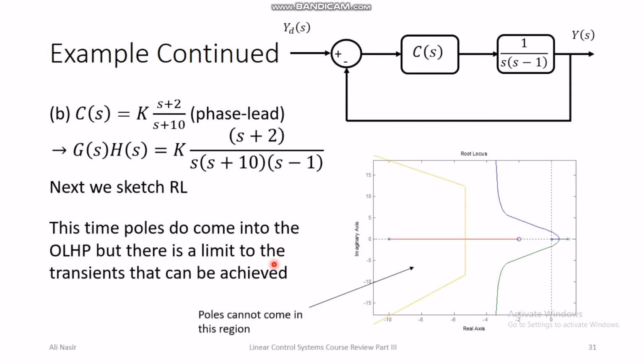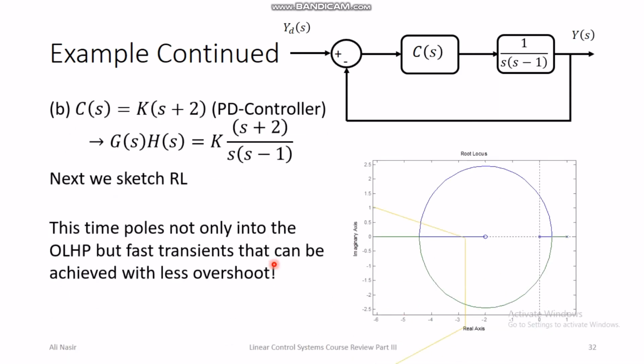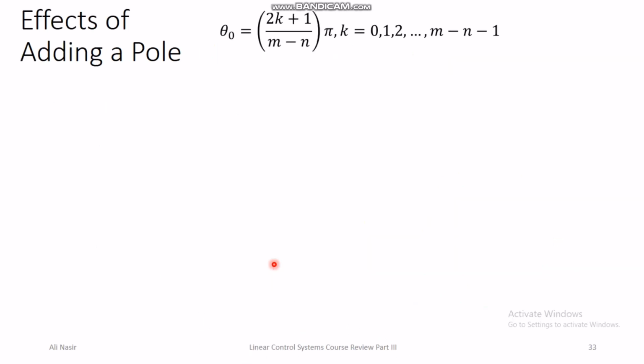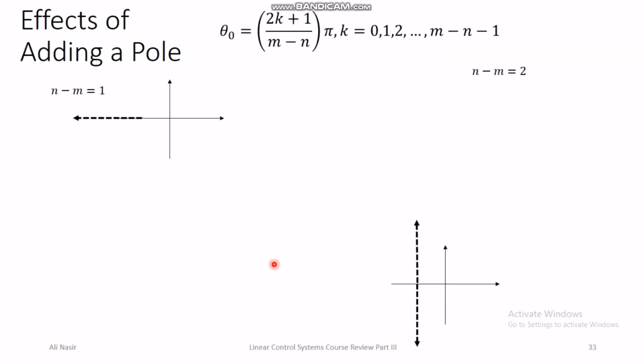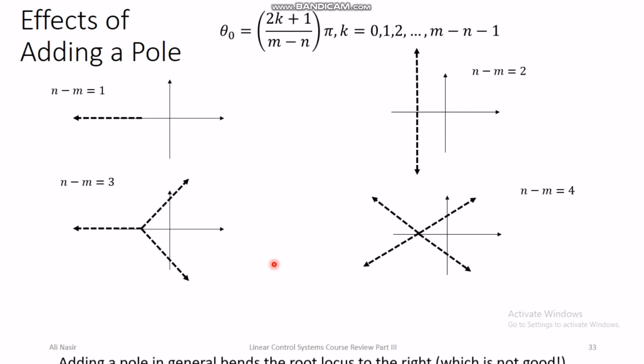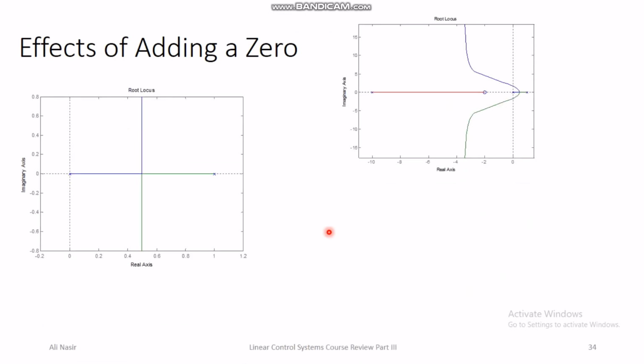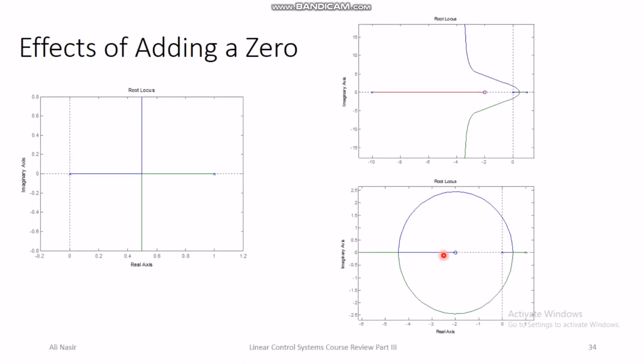And then we looked at an example where a PD controller was able to bring the poles into admissible pole locations, and then we looked at the effect of adding poles and zeros with respect to the root locus asymptote theory, which gives us the same thing: adding poles makes the response sluggish or may even destabilize the system, and adding zeros usually will make the response faster.